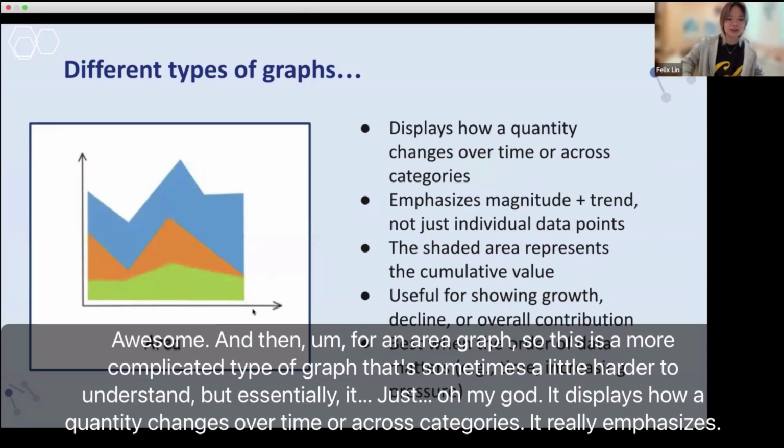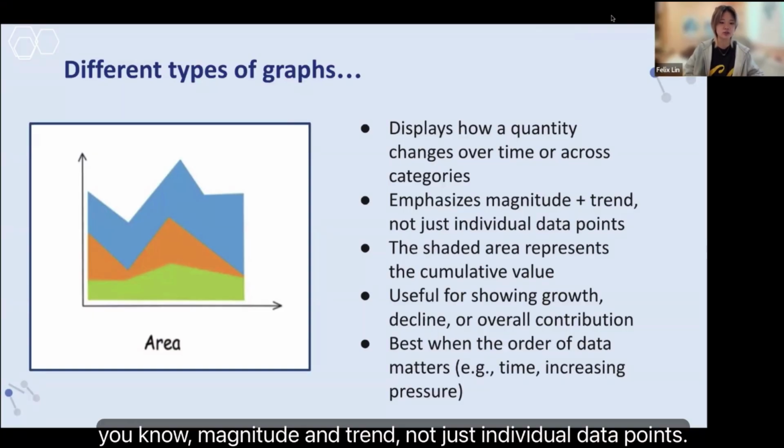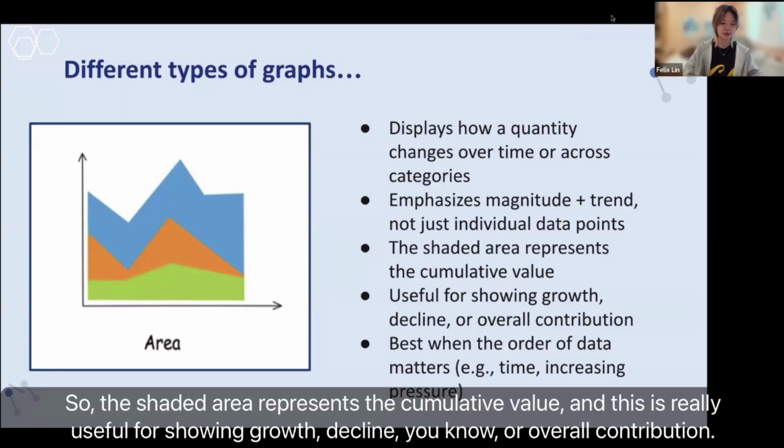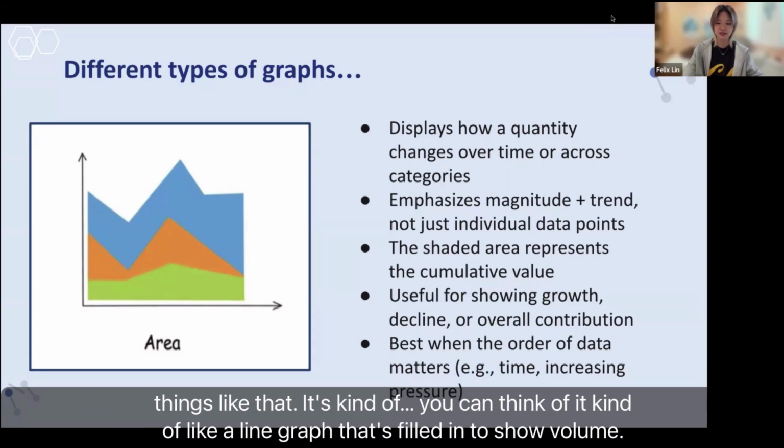Awesome. And then for an area graph, this is a more complicated type of graph that's sometimes a little harder to understand, but essentially it displays how a quantity changes over time or across categories. It really emphasizes magnitude and trend, not just individual data points. So the shaded area represents the cumulative value, and this is really useful for showing growth, decline, or overall contribution. You would use this type of graph when the order of data really matters, like time, increasing pressure, things like that. You can think of it like a line graph that's filled in to show volume.